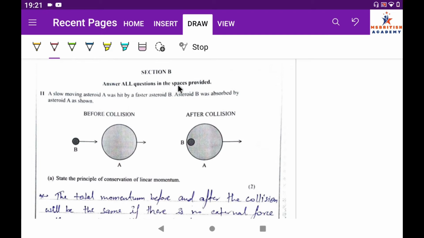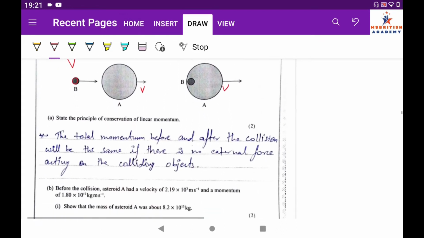Answer all questions in the space provided. A slow moving asteroid A, moving with small velocity v, was hit by a faster asteroid B, moving with higher velocity, and was absorbed by asteroid A as shown. They will collide, and after collision they combine and move together with some velocity v.